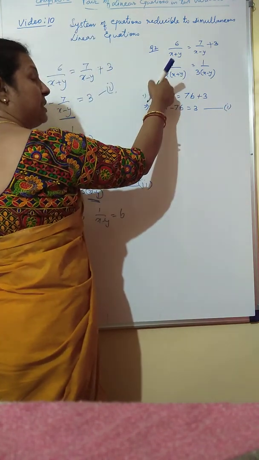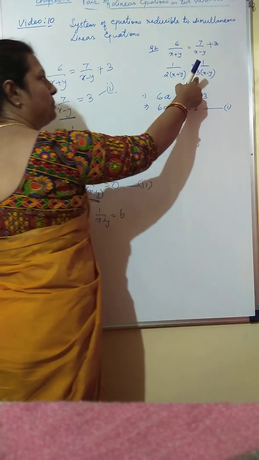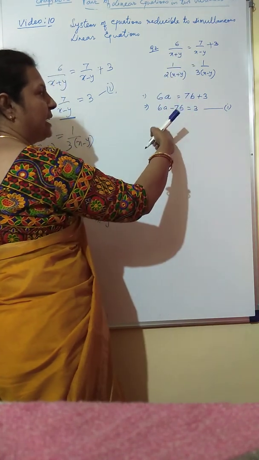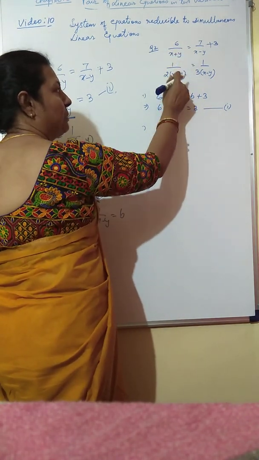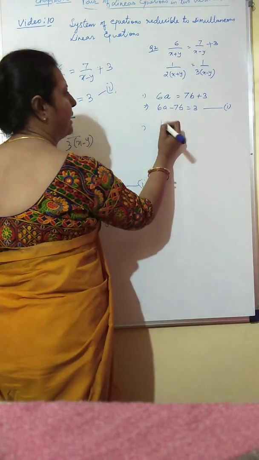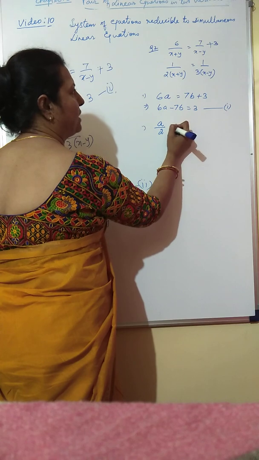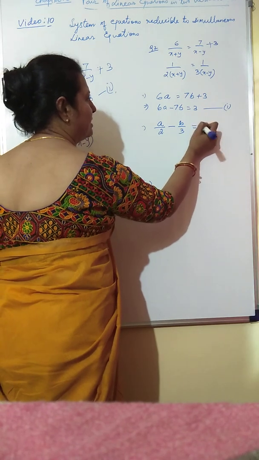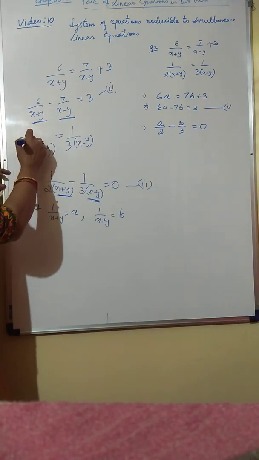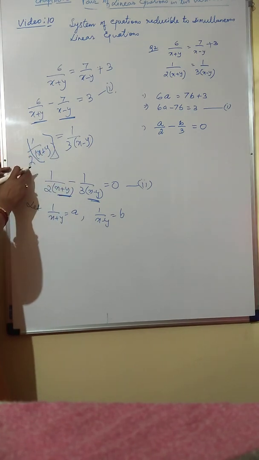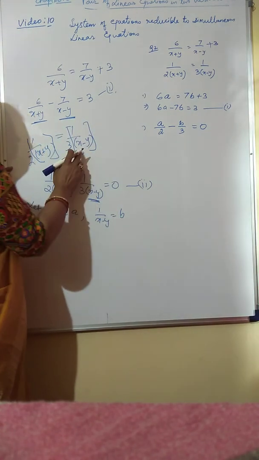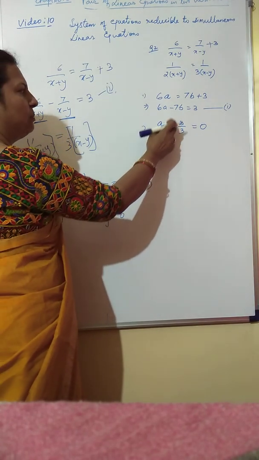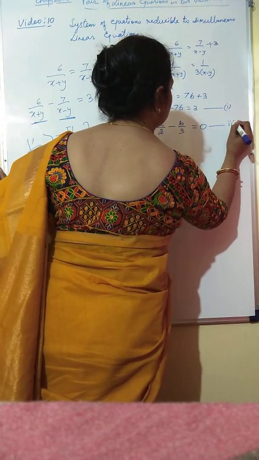The second equation has a 2 multiplied and a 3 multiplied, but we have taken only 1 by (x plus y) as a. So what is the second equation? 1 by (x plus y) is a, and 2 remains in the denominator. So the second equation will be a by 2 minus, because I am bringing it here, b by 3, equal to 0. This 2 remains in the denominator with a, and this 3 remains in the denominator with b. So you get a by 2 minus b by 3 equal to 0. Now this is your second equation.